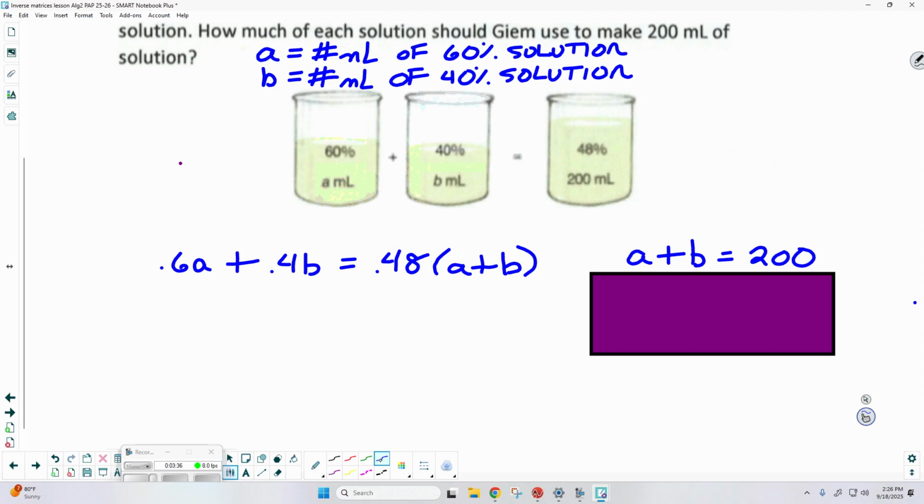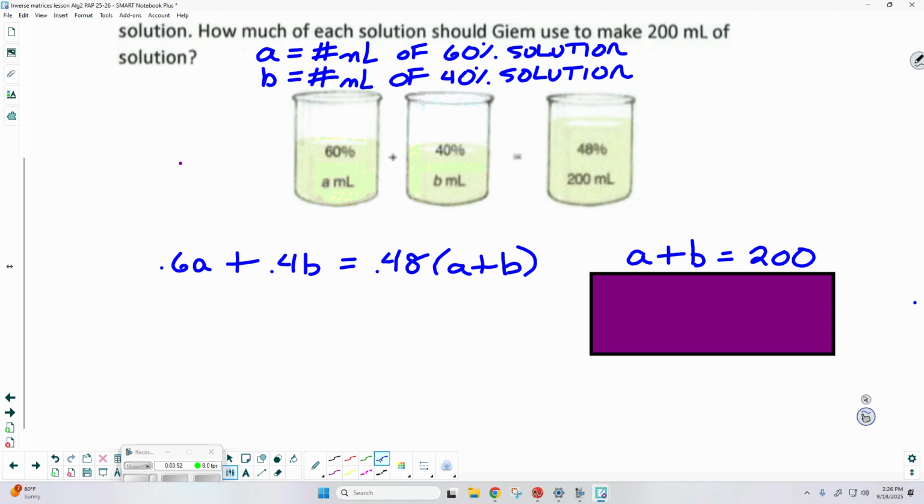Is everybody okay with that? Does that make sense? Once I take the first beaker and the second beaker and I just start mixing them together, I'm going to have a certain total number of milliliters, but I want to do it in such a way where I end up with a 48% concentration. Is everybody okay with that?